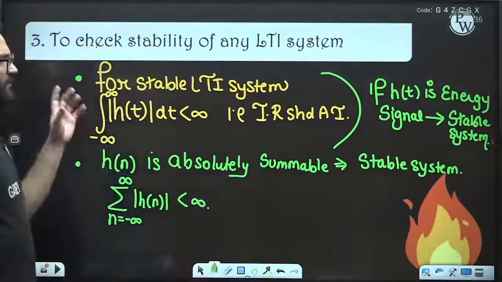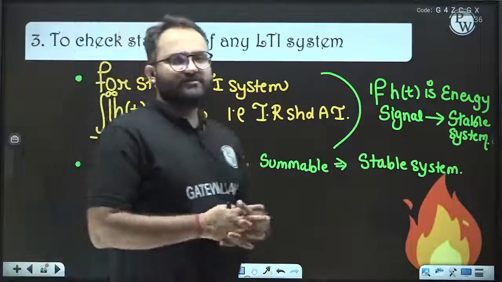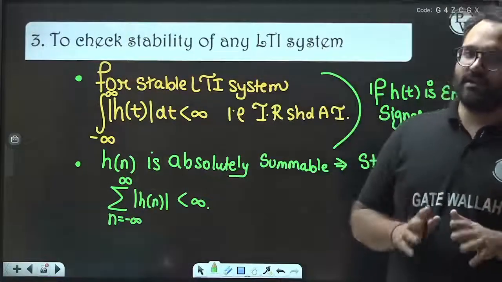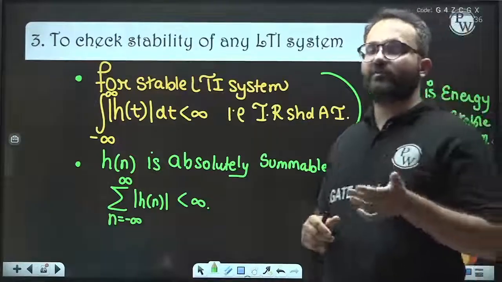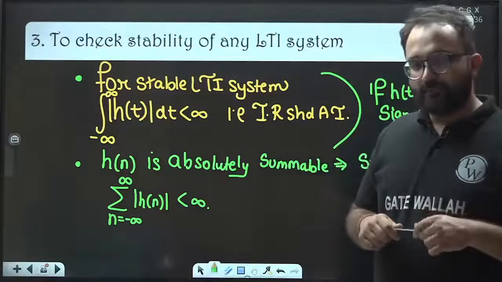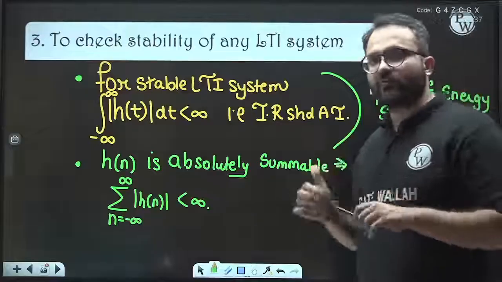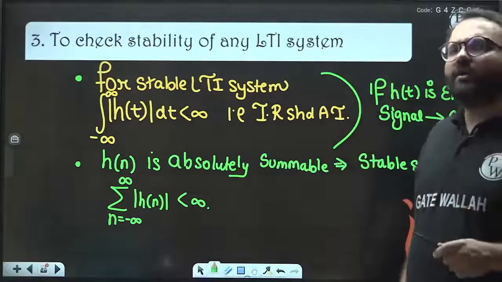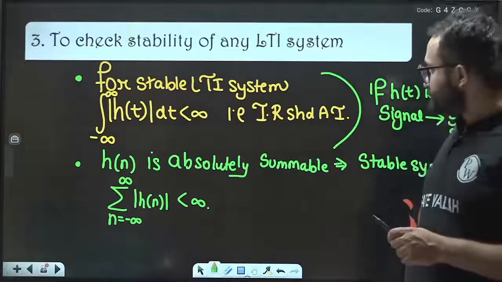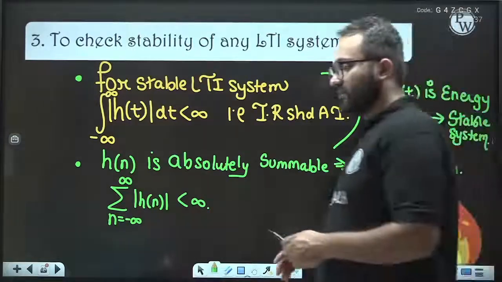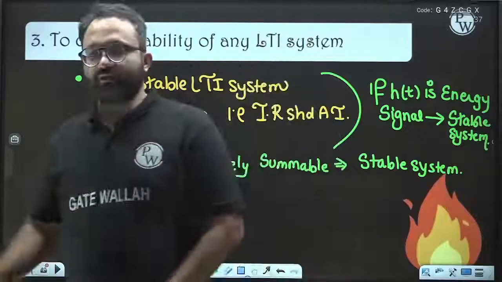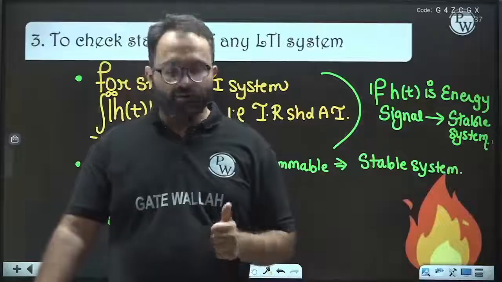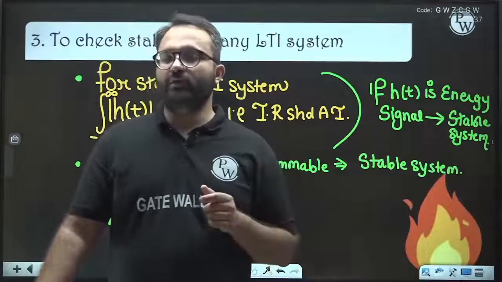So these are the properties of the systems. For causality, you need to check that h(t) is 0 for t less than 0. For anti-causal, it has to be 0 for t greater than 0. For memoryless, it has to be K delta(t) only. For stability, it should be an energy signal or an absolutely integrable signal. So these are all the properties of LTI systems. I think all these properties are very clear to all of you.